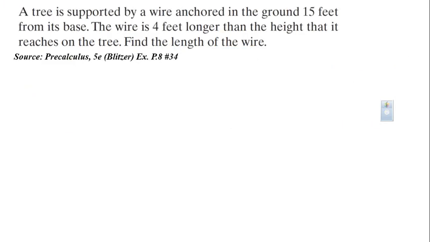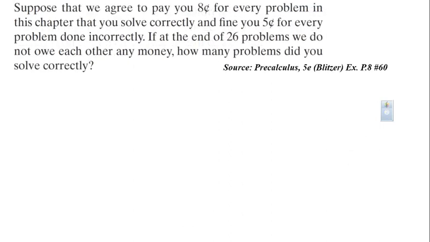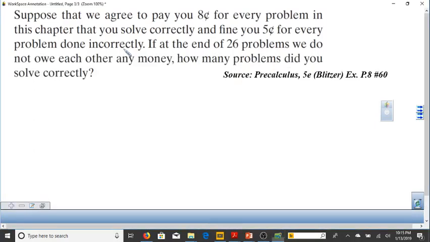This example is from the pre-calculus book by Blitzer. Suppose that we agree to pay 8 cents for every problem in this chapter that you solve correctly and fine you 5 cents for every problem done incorrectly. If at the end of 26 problems we do not owe each other any money, how many problems did you solve correctly? So the question is, how many problems were solved correctly?